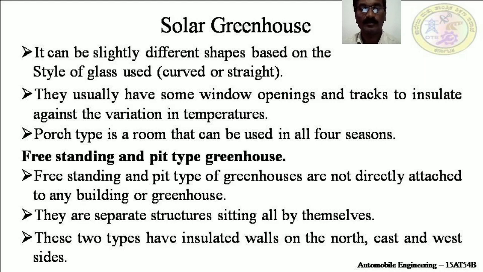It may be curved in shape or straight, depending upon the glass used. They usually have some opening windows and tracks to insulate against variation in temperature. So to avoid temperature variation, you can use insulation here. The porch type is a room that can be used in all seasons, not only in summer or winter. It may be used in all the seasons.